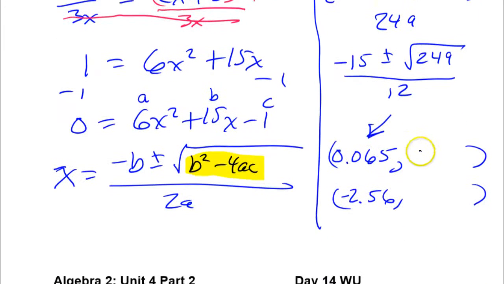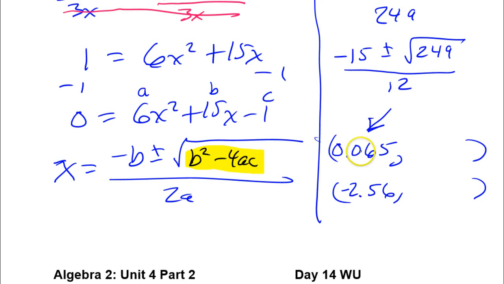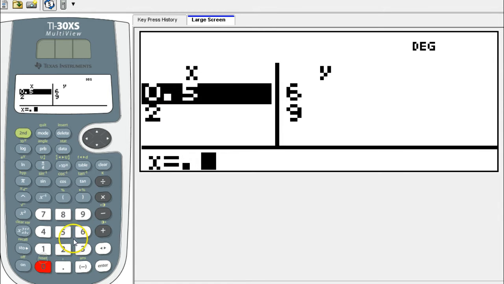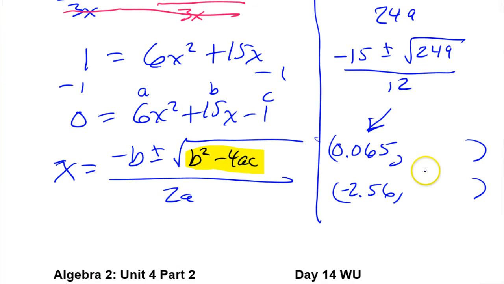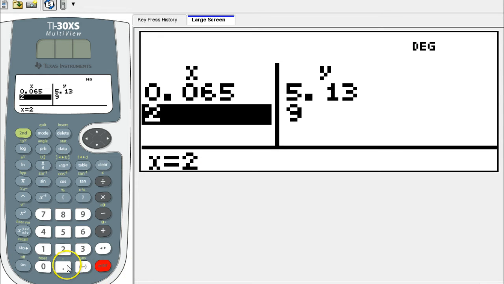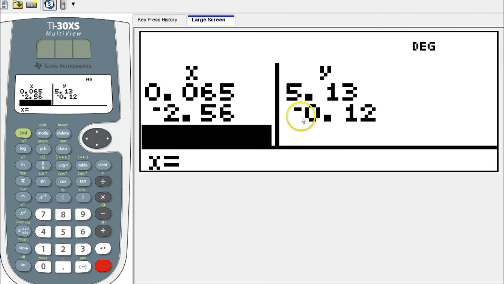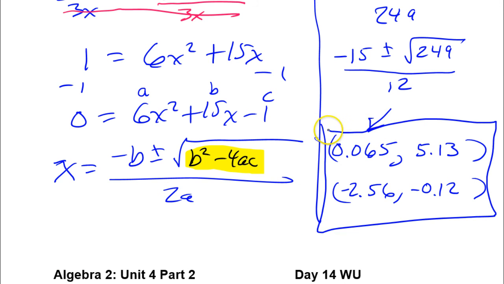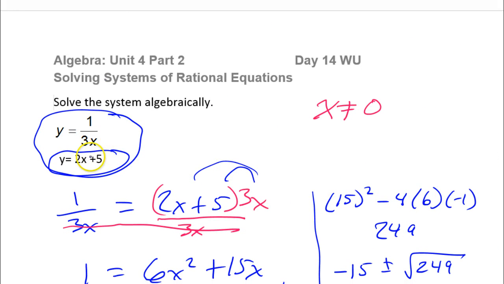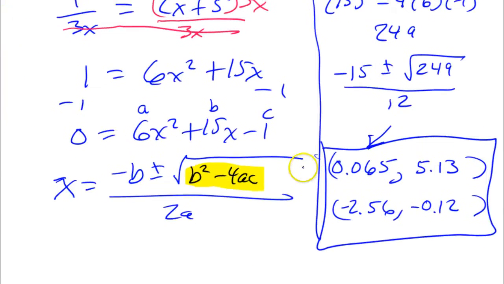Okay, so here I go. I'm just going to type in these two values. So 0.065. Okay, so that's 5.13. And negative 2.56. So that's negative 0.12. So these are the solutions to this system. All right, those would be the points of intersection between these two graphs if we graph them. And that's it.